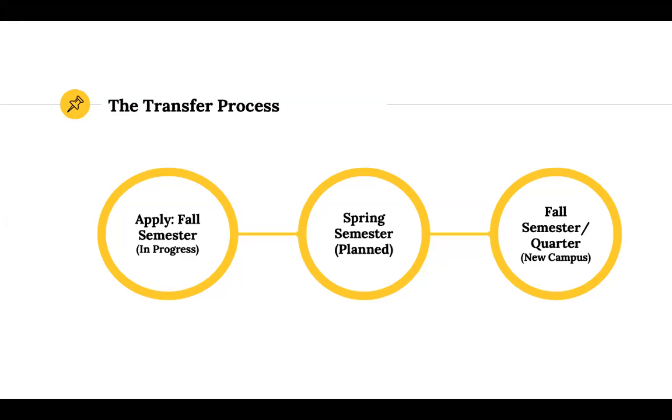So the application process works 1 year in advance when you're applying the fall semester to be admitted the following fall semester. So we want to make sure that you are checking in with the transfer center ahead of time to determine which fall semester you're going to be applying.